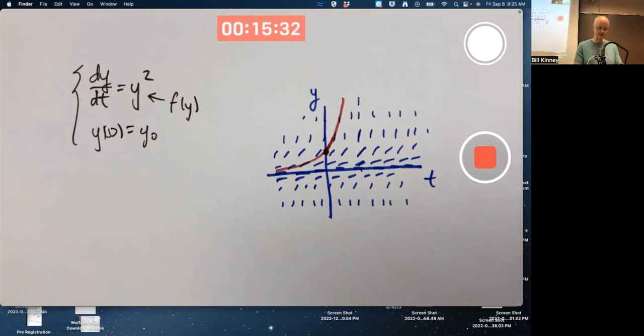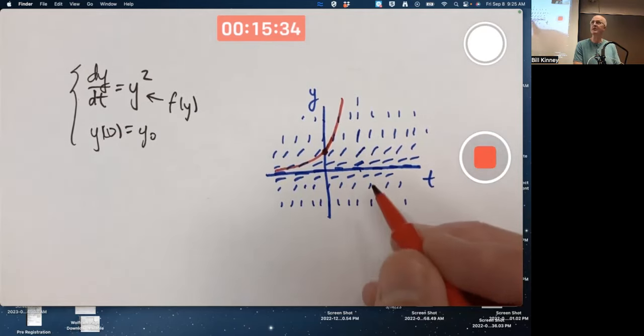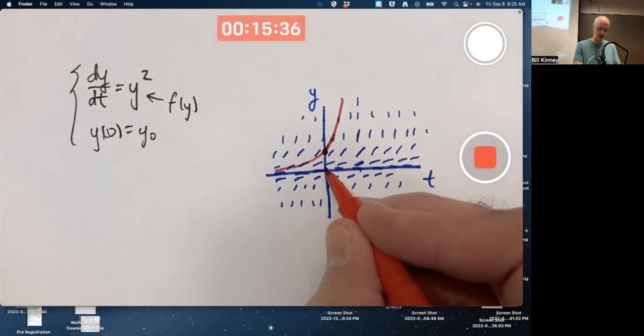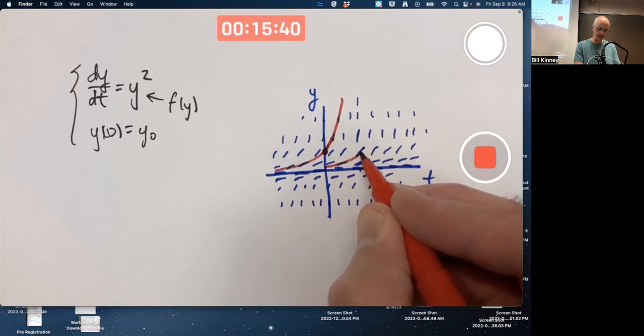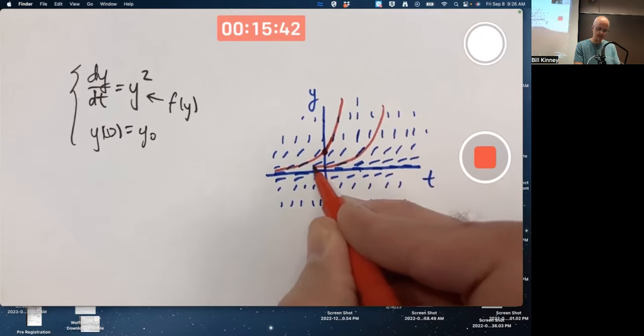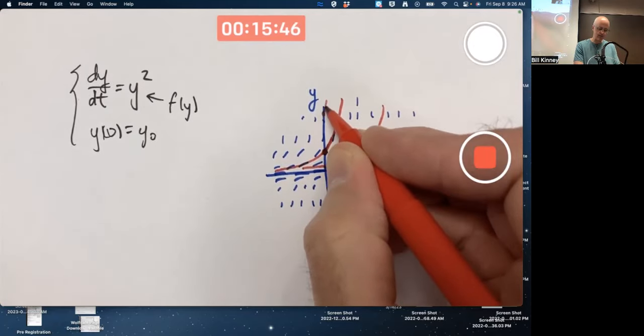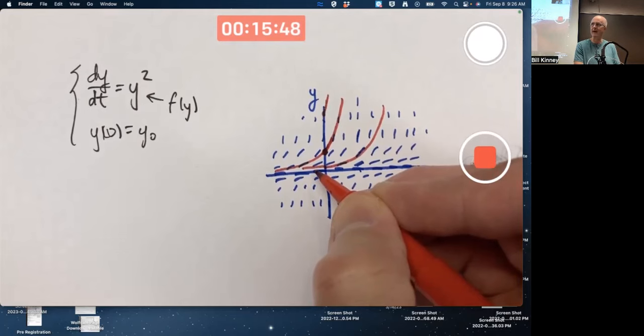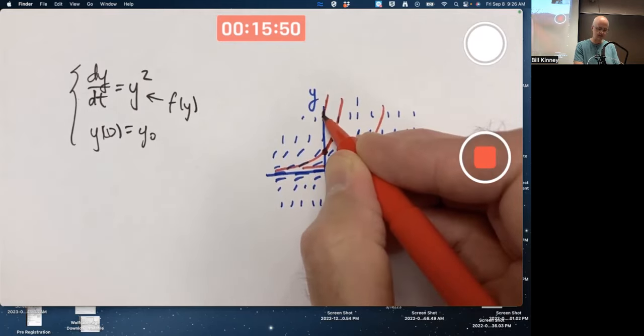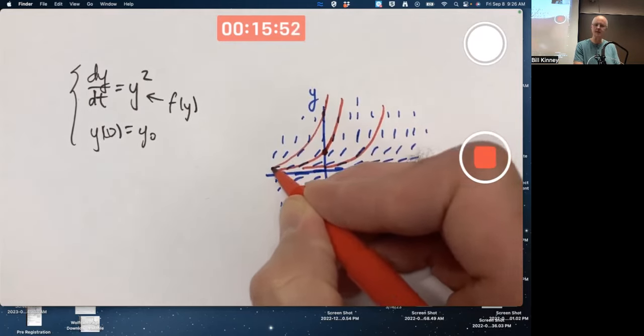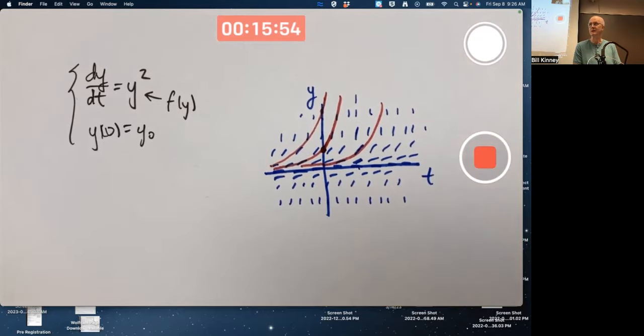There are other solutions for other initial conditions. If I have a small initial condition close to 0, my solution is going to go out here a ways before heading upwards. If I have a large initial condition, it's going to be going up pretty fast right away. But as t goes backwards to minus infinity, it looks like it still goes towards 0.